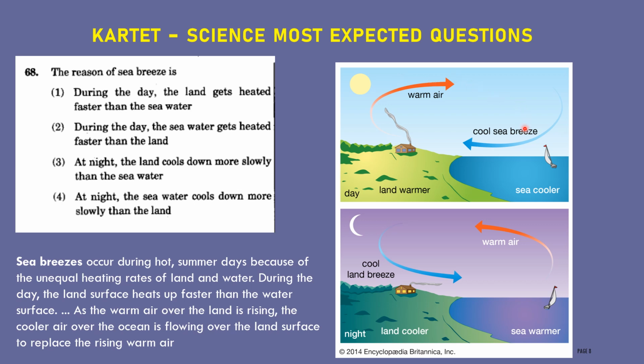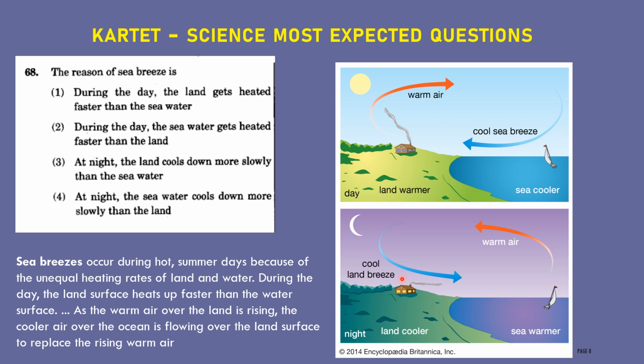Then, as you already know, above the sea you have cool air, so the cool air moves towards the land. Here you can observe the circulation of air taking place. This we call a sea breeze.